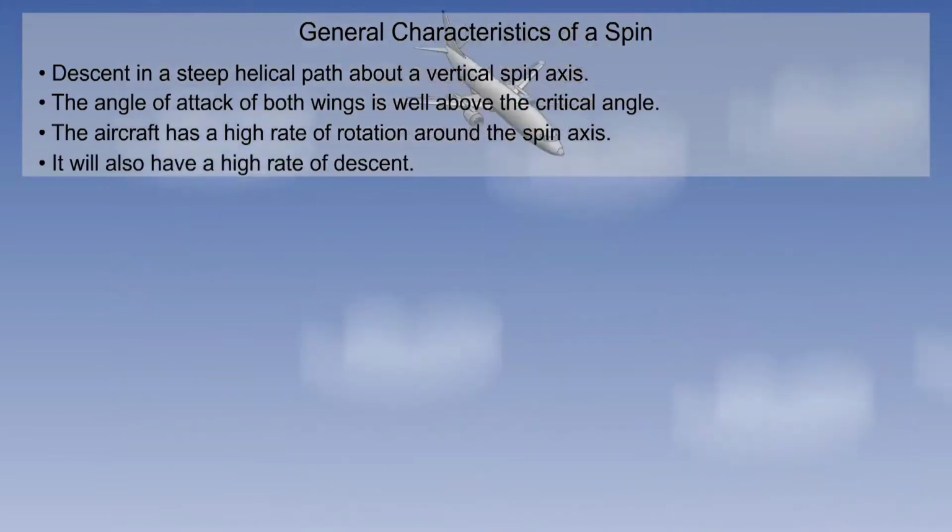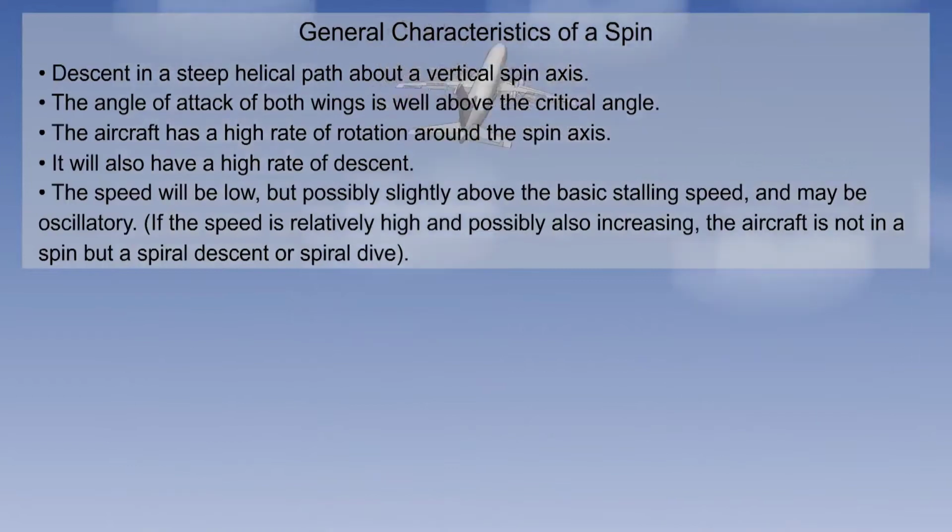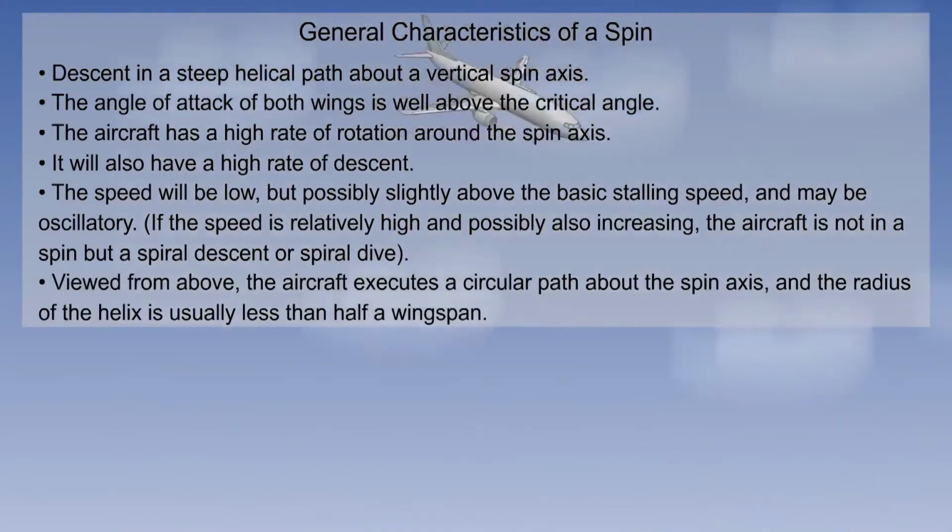It will also have a high rate of descent. The speed will be low, but possibly slightly above the basic stalling speed, and may be oscillatory. If the speed is relatively high, and possibly also increasing, the aircraft is not in a spin, but a spiral descent or spiral dive. Viewed from above, the aircraft executes a circular path about the spin axis, and the radius of the helix is usually less than half a wingspan.